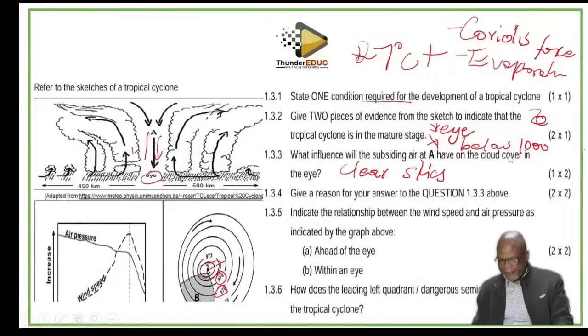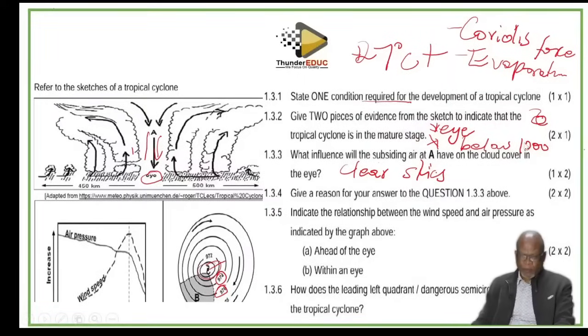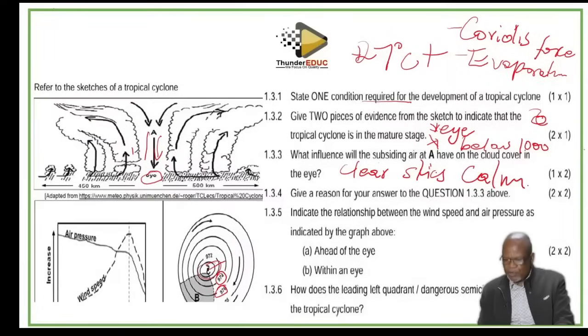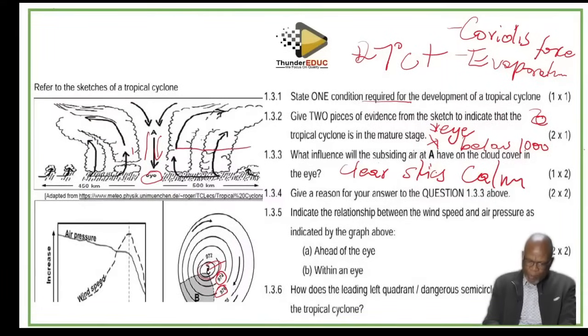It's going to result in clear skies. Another condition that we are going to get in the tropical cyclone's eye is that there is no precipitation. You cannot expect precipitation without clouds. And then another condition that you'll get in the eye of a tropical cyclone is calm conditions. The conditions will be calm in the eye because this is what we call the eye wall.